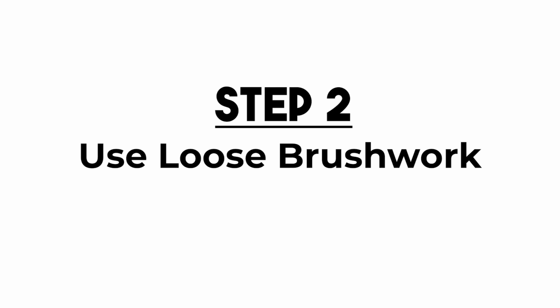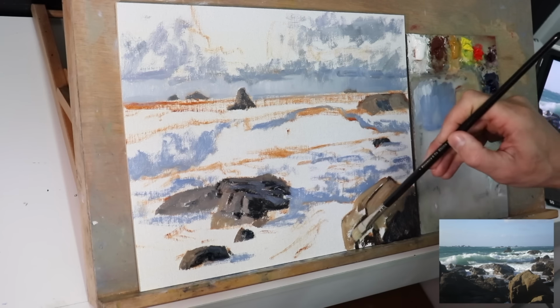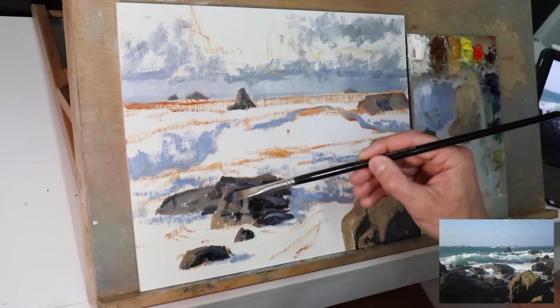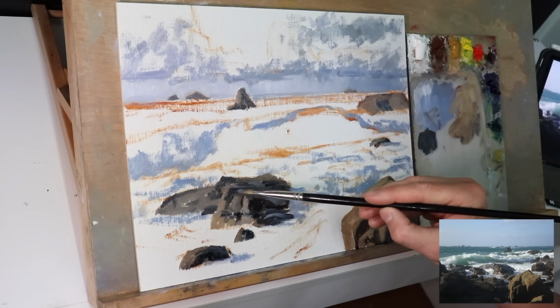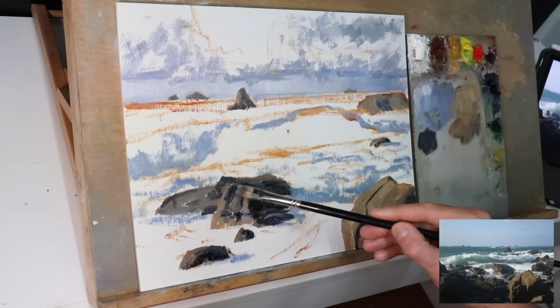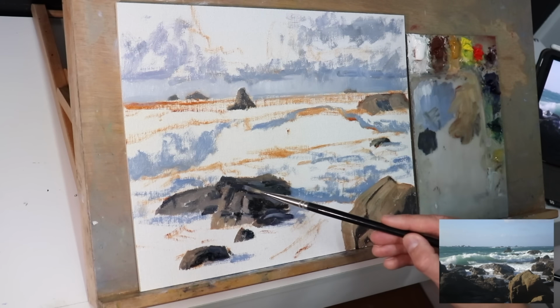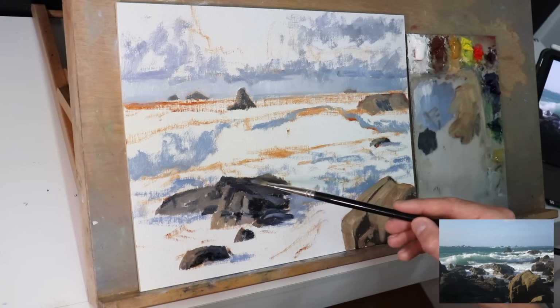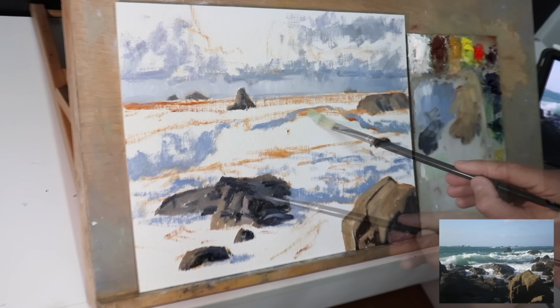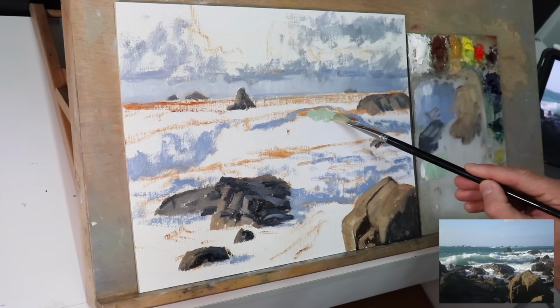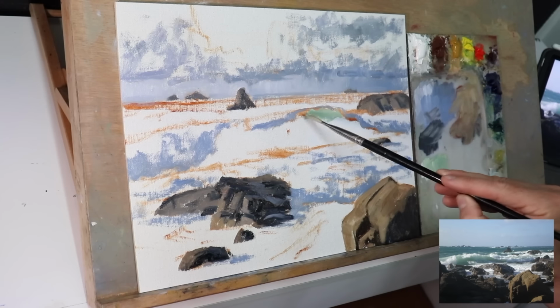Now this brings me on to the second step in my painting process, and that's to use loose brushwork during the block-in stage. The block-in stage is where we're just going to mark in the main areas in the painting, get the main lights and darks established, the colours established, and then we've got something that we can work on once the painting is dry.